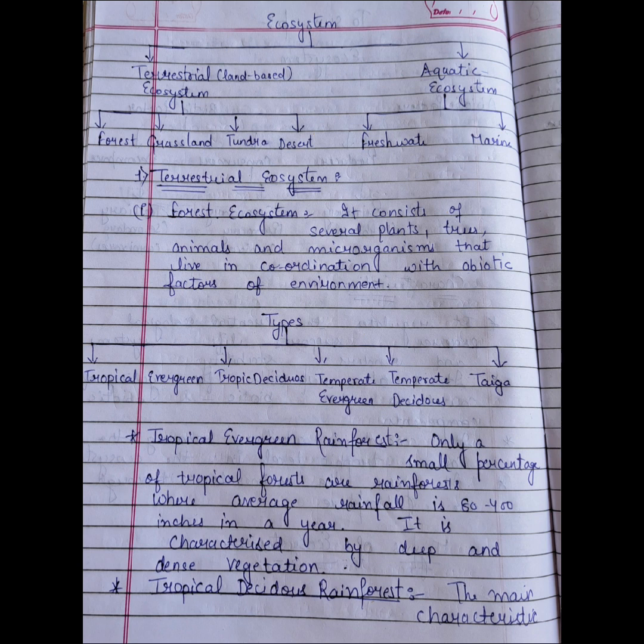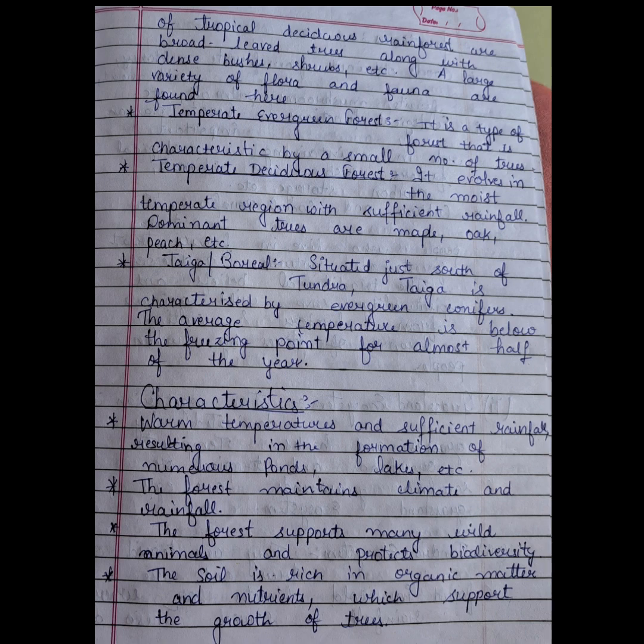The temperate evergreen forest is characterized by a small number of trees. It involves the moist temperate region with sufficient rainfall. The main trees of temperate deciduous forest are maple, oak, peach, etc. Taiga or boreal is situated just south of tundra. Taiga is characterized by evergreen conifers. So here are the characteristics of the forest ecosystem. The first is warm temperatures and sufficient rainfall resulting in the formation of numerous ponds, lakes, etc. The forest supports many wild animals and protects biodiversity.